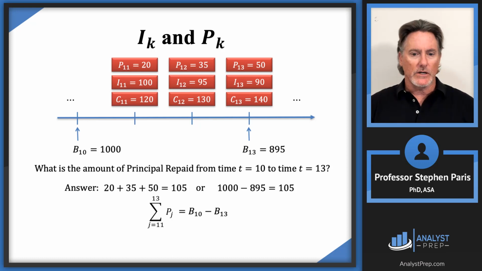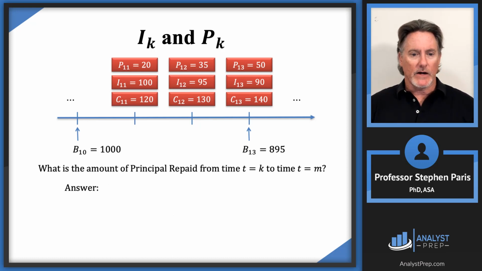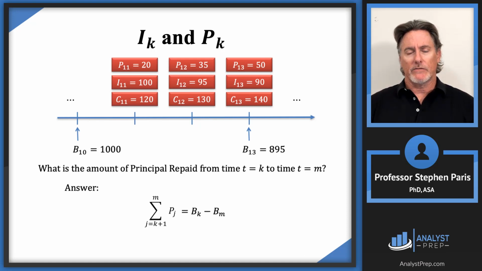Instead of using 10 and 13, I could use a time K value and a time M value. Then my answer would look like this: the amount of principal repaid over that time period would be a summation of the cap P sub J values as J ranges over the values K plus 1 to M. To calculate that amount of principal repaid, I would just look at the difference in the balances. So you can see why it's very important to know how to calculate the balances. I just take the difference between the balance at time K and the balance at time M, and that tells me how much I've repaid in principal over that time period.